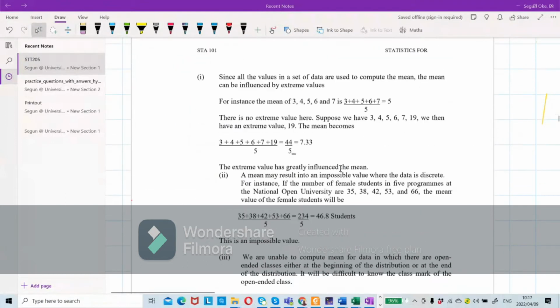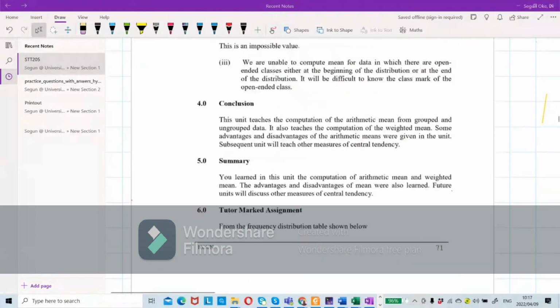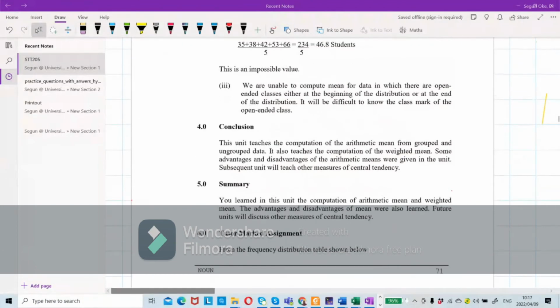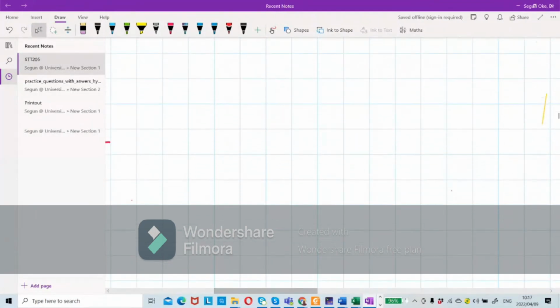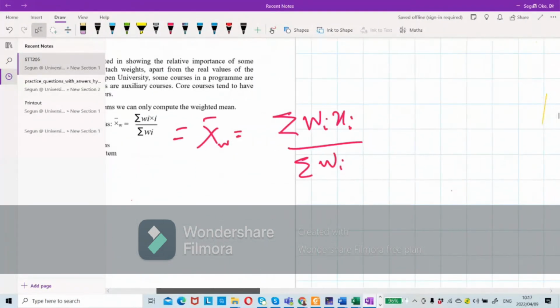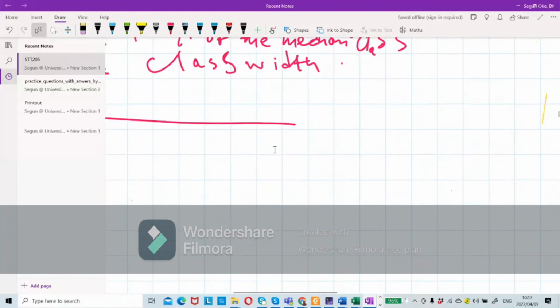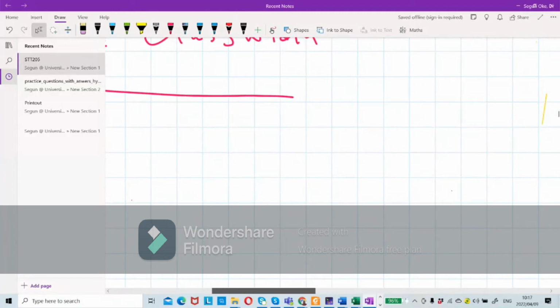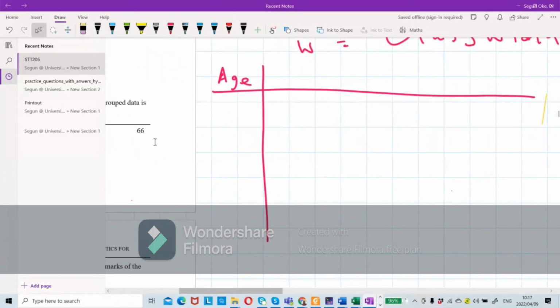Okay, so all these, let's go and learn them. Now let's move on to the group data that we are in, before we digress a bit. So I have here for group data.